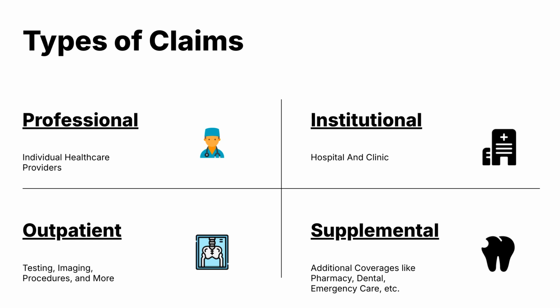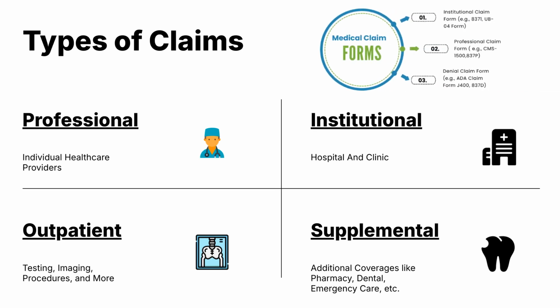Remember, different claim types have unique processes, reimbursement models, and form types. For example, use CMS 1500 for professional claims and UB04 for institutional claims. Check out our other videos to learn more about these differences.